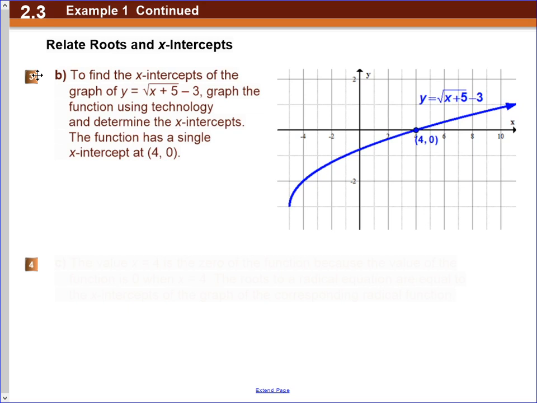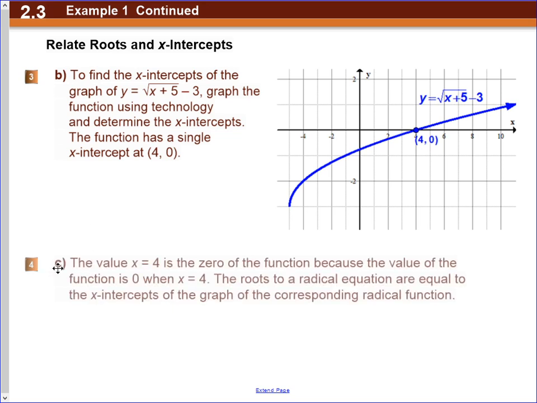Now for B, let's relate the roots and the x-intercepts. To find the x-intercept of the graph, we just want to graph the function. The best thing to do is throw that in your calculator. Y is equal to the square root of x plus 5 minus 3. And check where it crosses the x-axis, the root. It has a single x-intercept found at x is equal to 4. Wow, (4, 0). There it is. Just what we were looking for.